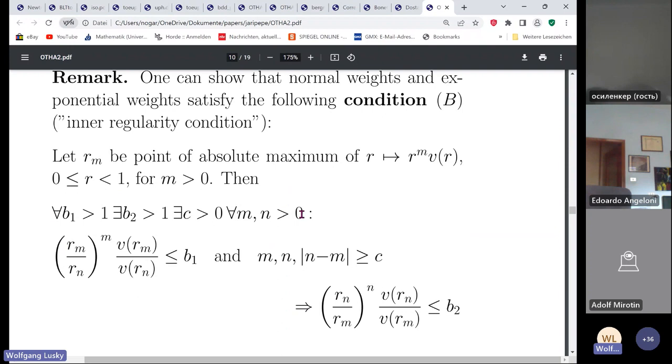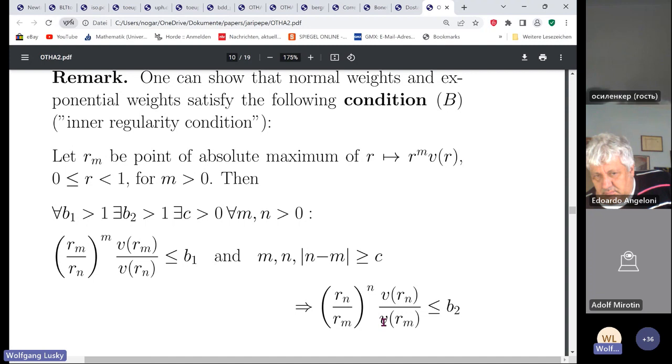So again, as before, we pick a point of absolute maximum of these functions here, but now m need not be an integer. And if there are more than one, just pick one. It doesn't make any difference. And now we consider these quotients here, where on top in the numerator, we have the supremum of this function, and down here in the denominator, we have the value of this function somewhere else at r sub m. So the quotient here has to be larger than or equal to 1. And here I take the corresponding quotient where I just exchange n and m. Again, here I have the supremum of this function in the numerator and a function value somewhere else in the denominator. Again, this quotient has to be larger than or equal to 1.